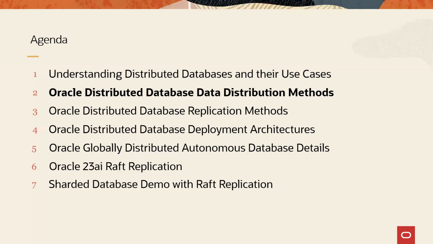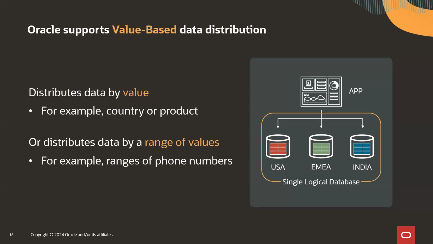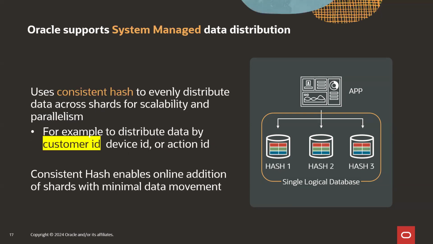Now let's look at the various distribution methods. The key is to find a way to distribute your data across shards. You need to distribute by something. It could be by value or by a range of values. You could distribute your data by country code, for instance, or by region, or most often you would want something that automatically spreads your data evenly across multiple shards for scalability. And for that, we have system managed data distribution, which would hash your sharding key to evenly distribute your data, the whole schema, across a certain number of shards.